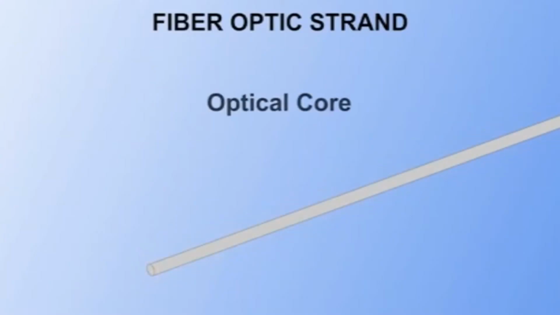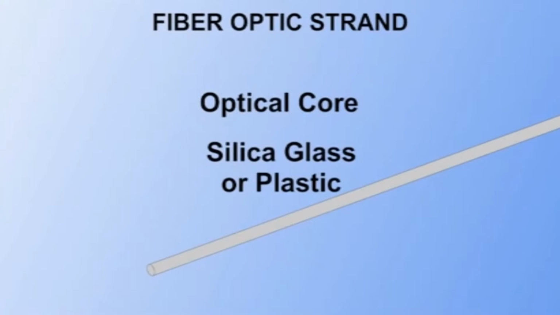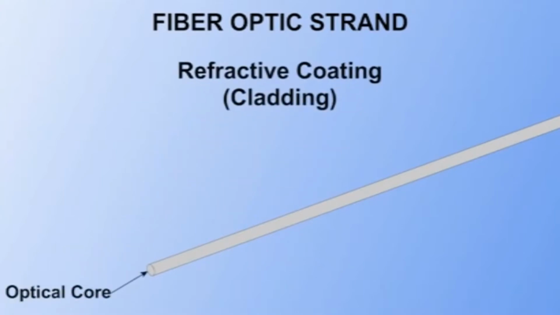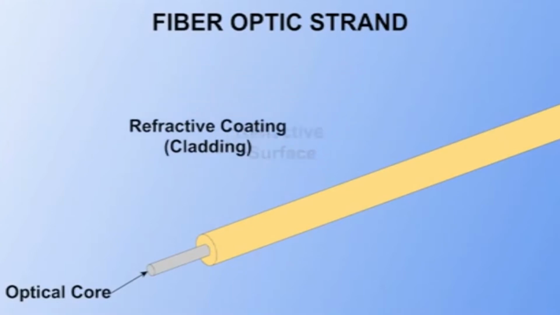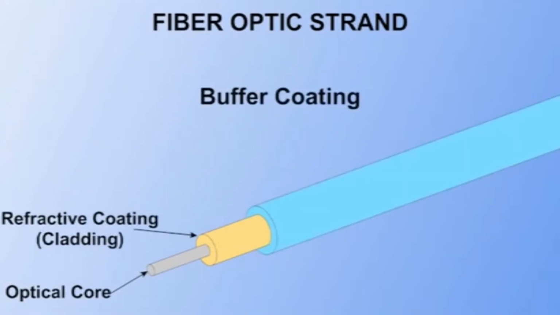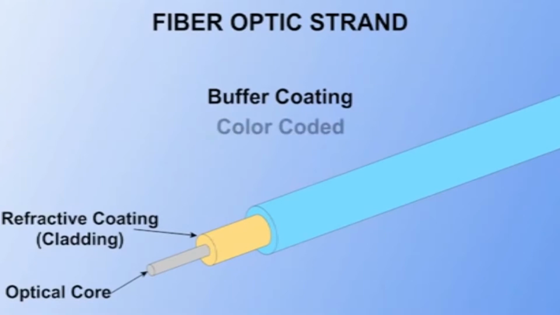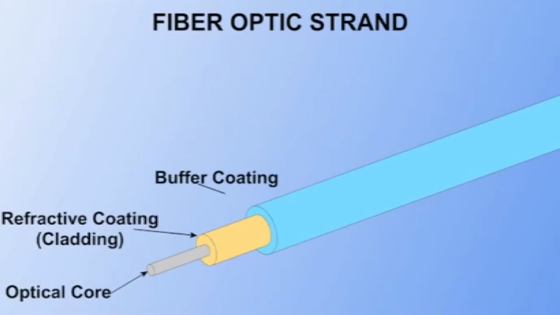The actual conductor is a silica glass or plastic core. This core is surrounded by a reflective coating called cladding, which provides a reflective surface and causes the light to travel along the entire length of the core. The third layer is a buffer coating to protect against moisture and other damage. It also prevents light from escaping the strand and may have a color coating for identification purposes.